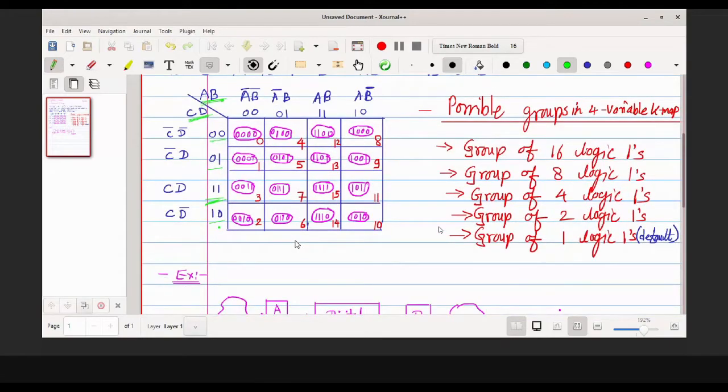So looking at this, just remember that I prefer to put my MSBs at the top. Many people try to put the MSB where I have taken CD, and then the numbering changes. But I suggest that you follow this method because it is easier to remember. So it is 0 1 3 2, then 4 5 7 6, then 8 9 11 10, and then 12 13 15 and 14. So these are the different min terms.